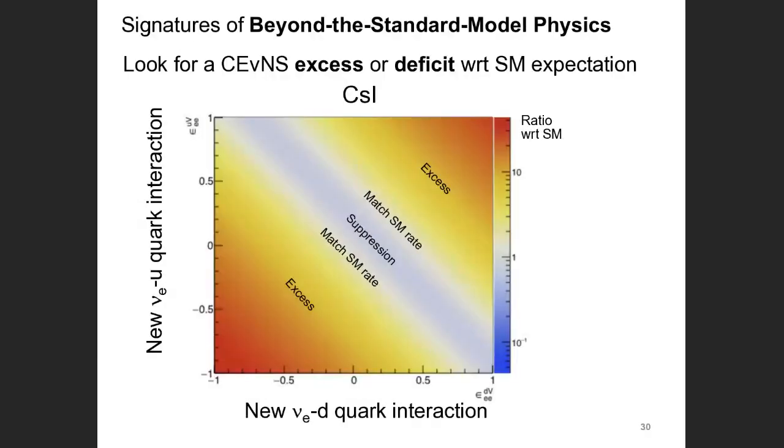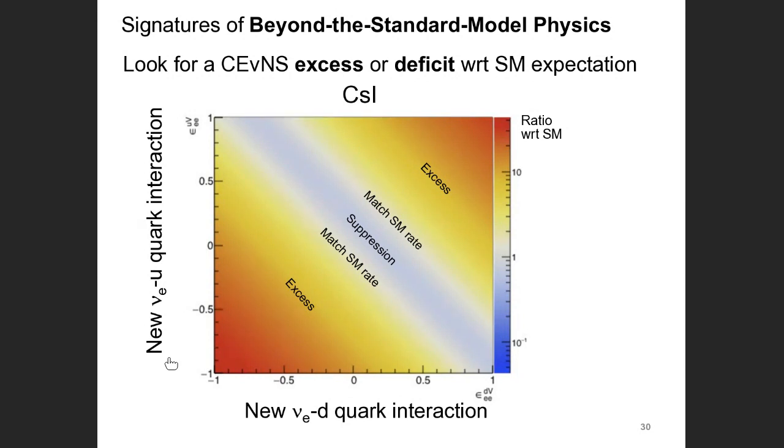And some of these are quite poorly constrained. And just to give an example of how that would manifest itself in CEvNS, if it's a heavy mediator that's creating the new interaction, you would have an excess or a deficit with respect to the standard model expectation. This is just a parameter space.